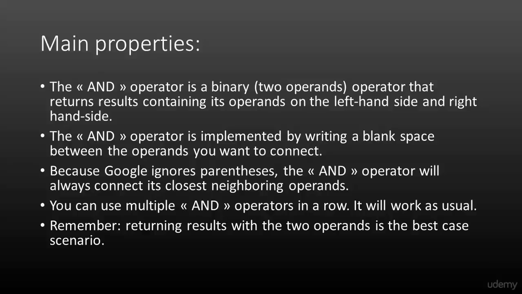So let's take a quick look at how the AND operator works. So as you can see, we'll need two operands, and in the middle you will have to use a blank space. Something like this, like if you wanted dog and cat, you would need the blank space between dog and cat. It would implicitly add the AND operator between the two operands.